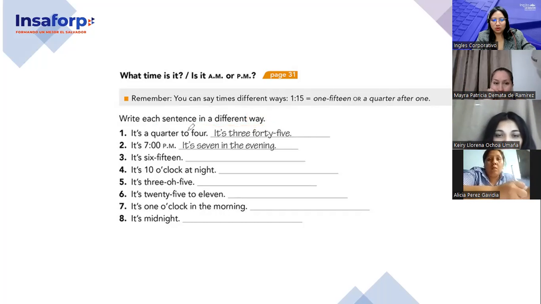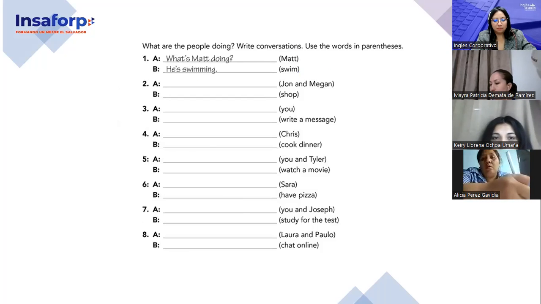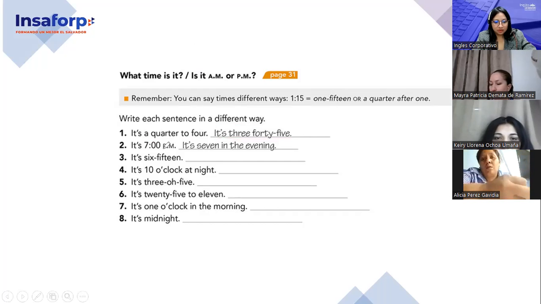Y aquí tenemos el ejemplo número uno. Miren, number one, it's a quarter to four. Or, podríamos decir, it's 3:45. Okay. Acá, miren, it's 7 p.m. It's 7 in the... O podríamos decir it's 7 in the evening. Ok, porque las 7 entra en la categoría de evening.